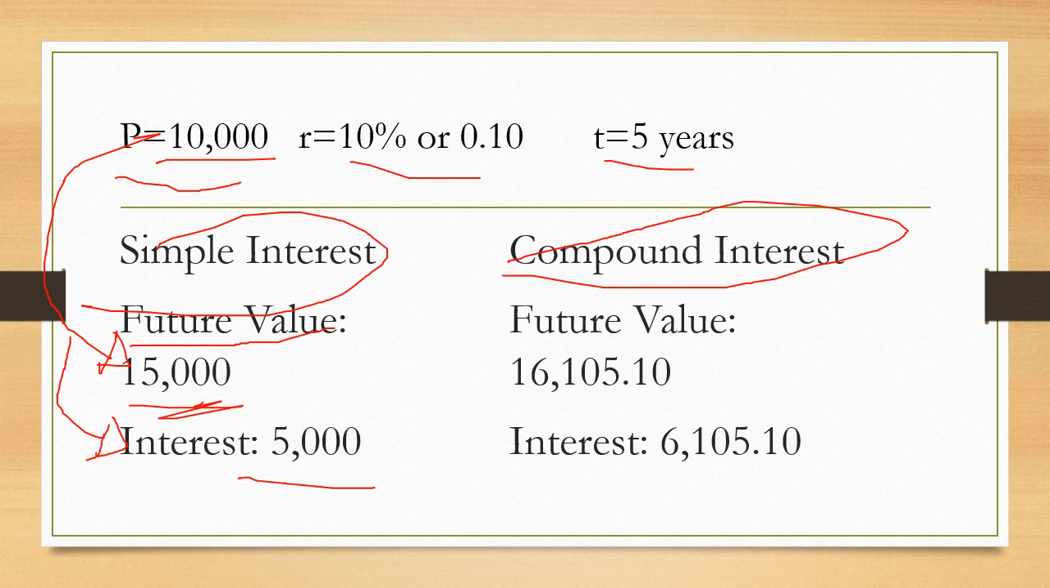Dito naman sa kabila, sa compound interest, yung 10,000 na to ay naging 16,105 pesos and 10 centavos. Meaning, pag minus natin yung future minus principal, lalabas si interest. So, tumubo siya na 6,105 and 10 centavos. Okay? So guys, yan yung pinagkaiba ni simple interest and compound interest. So review nyo na lang yung dalawang examples.